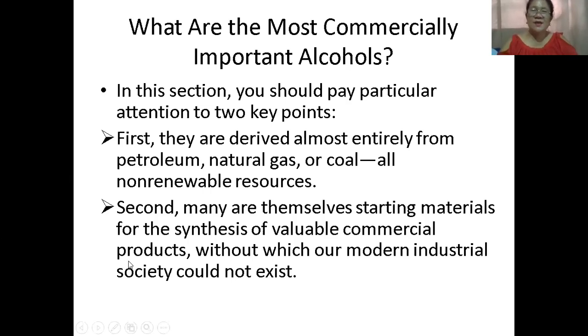First, they are derived from petroleum, natural gas, or coal. But it would be better if it were natural gas. All are non-renewable, but later on, if we have renewable gas resources, that would be better. Second, they are valuable commercial products and byproducts in modern industrial society. Okay.